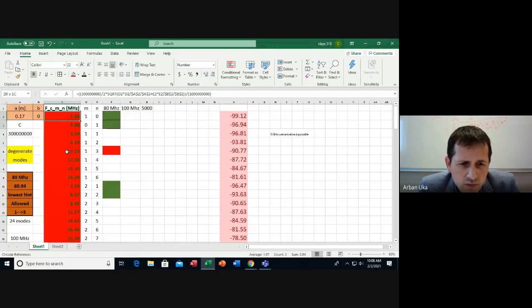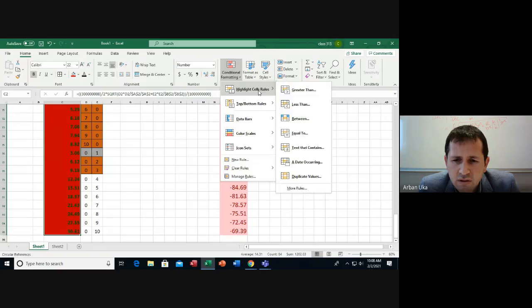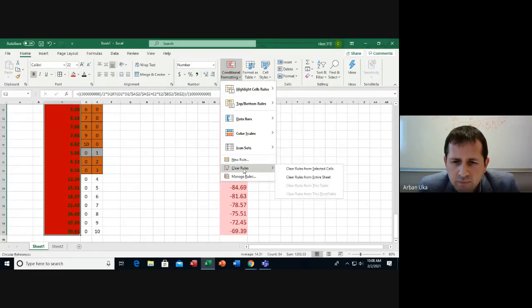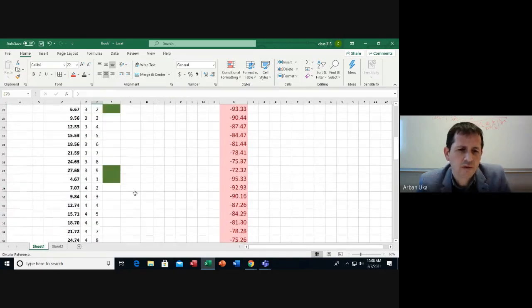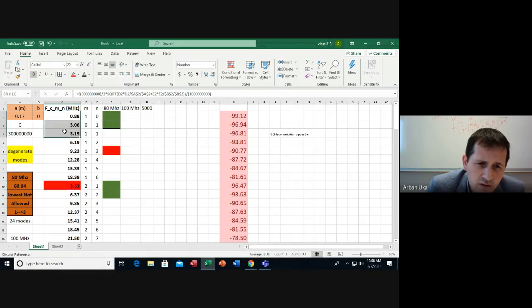So how can we remove this conditional formatting? We should do this conditional formatting, clear rules. Okay, we cleared all the rules. So it looks like if we are going to communicate with 5 gigahertz, for the 1-0 mode, this is the cutoff frequency. So this one is allowed, this is allowed, this is not allowed, and so these are not allowed. Here we get a single allowed mode.